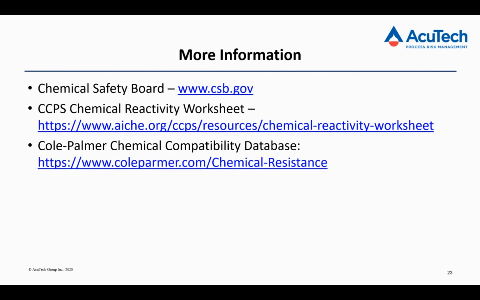This one from Cole Parmer has a database of compatibilities of their chemicals with various piping and vessel materials, steels, aluminums, gasketing materials, and rubbers, and all that sort of stuff. So it's that kind of a chemical resistance database. Again, there are other companies that have that same sort of information out there that you can use. It's available free of charge and open for everyone to use and stay safer.